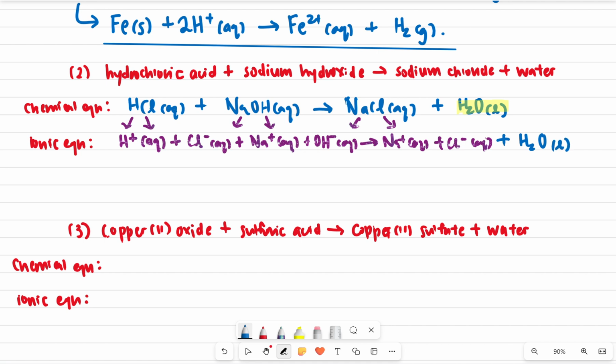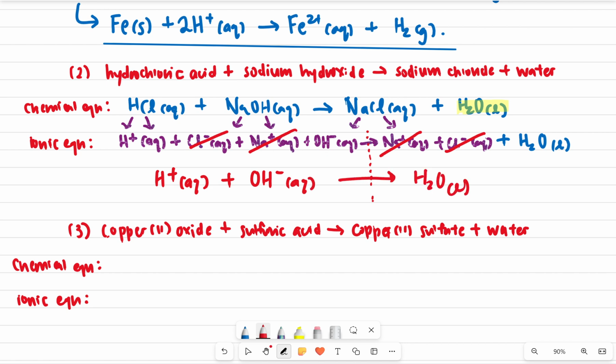So after I rewrite them in terms of their ions, I can now look for spectator ions. Spectator ions, once again, are the ions that remain the same before and after my chemical equation. If you look closely, Na+ is here before and after, Cl- is here before and after. So what really happens in my equation is that the hydrogen ions are reacting with the hydroxide ions to form water in the liquid state.